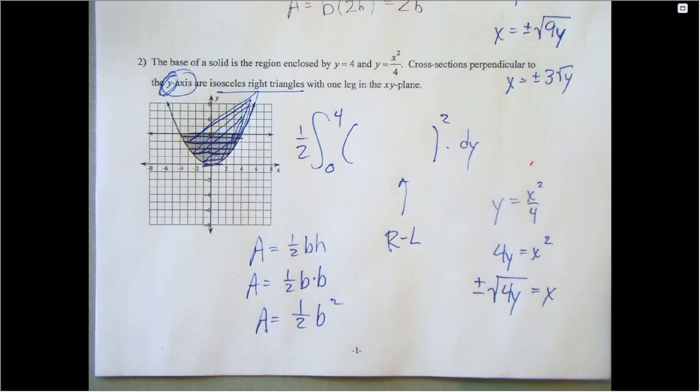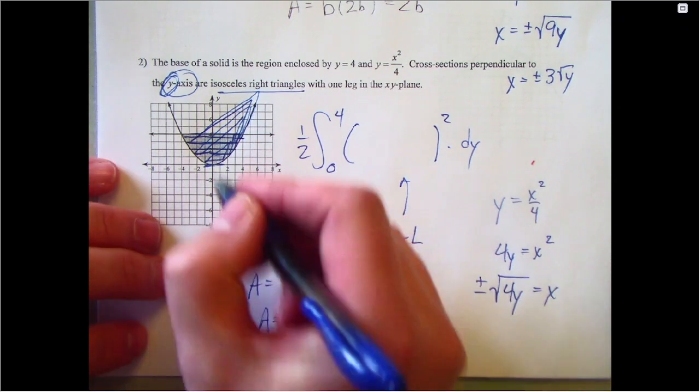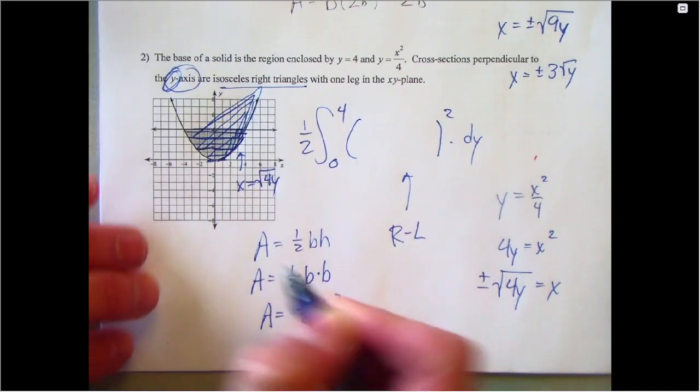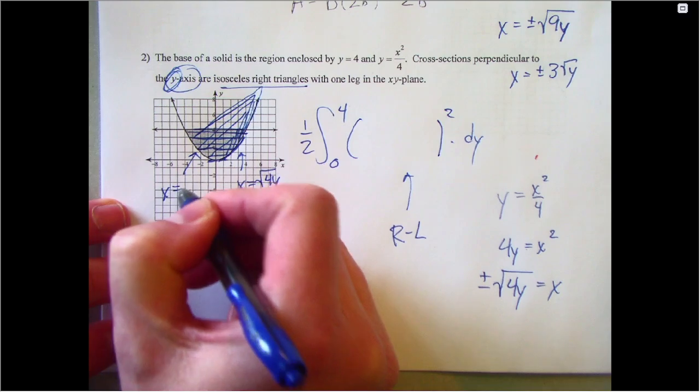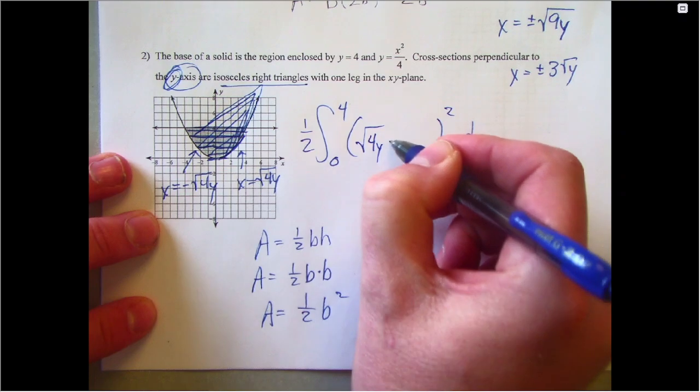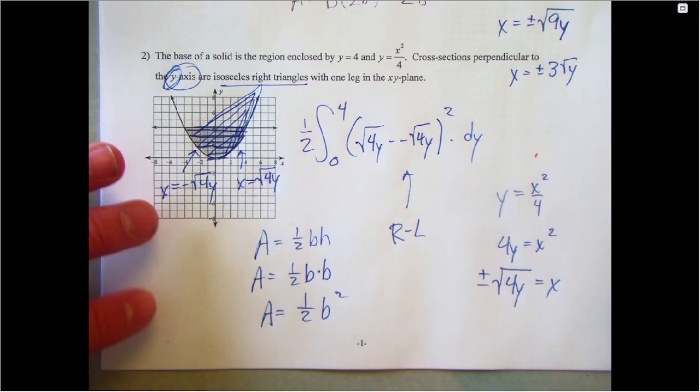This is fine? Okay. So the right-hand equation equals the square root of 4y, and that over there is the negative square root of 4y. And then you'll have right minus left, which is root 4y minus negative root 4y.